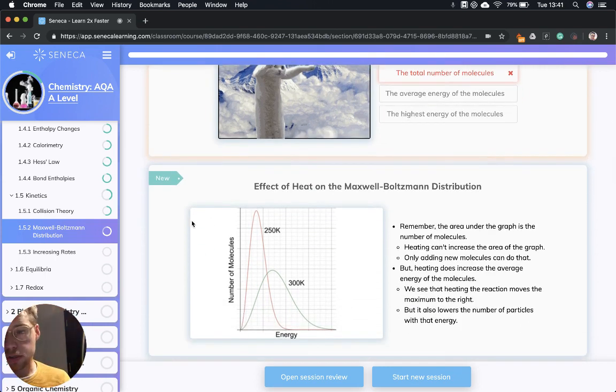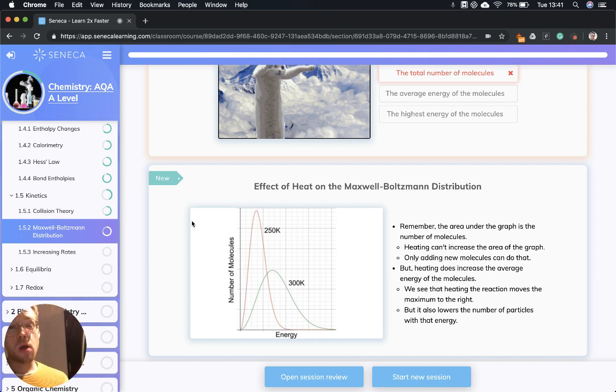Now, it's really important to know the effect of heat on the Maxwell-Boltzmann distribution. If we remember, the area under the graph tells us the number of molecules. Heating can't increase the area under the graph. We can only do that by adding new molecules. But heating does increase the average energy of the molecules. So heating the reaction moves the maximum, so the peak of the graph moves to the right. However, it also lowers the number of particles with that energy.